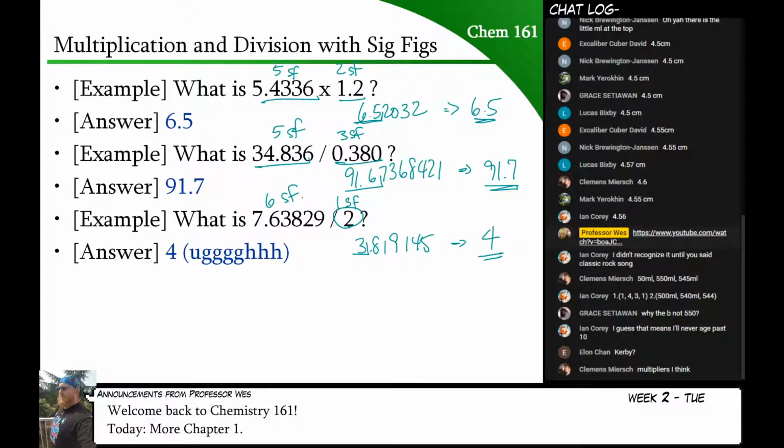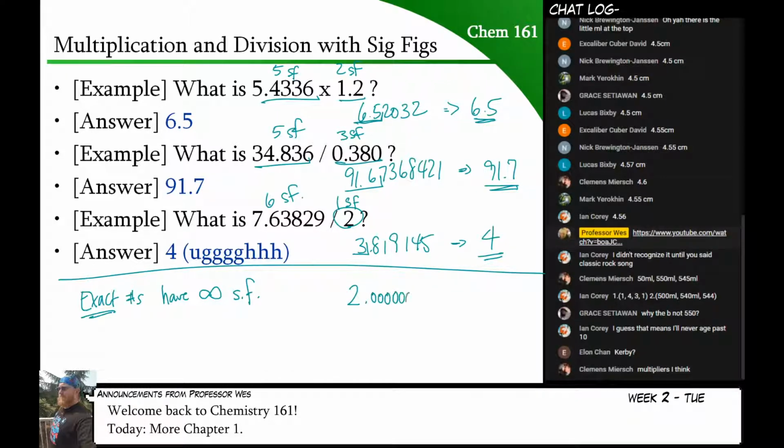Now, there is one other issue to address, and that is what happens if you have an exact number? Exact numbers have infinite sig figs. And the reason for this is if something is exactly 2, it would be 2.0000000 forever, right? This goes forever and ever and ever. And if you count the number of significant figures, there are infinite of them.